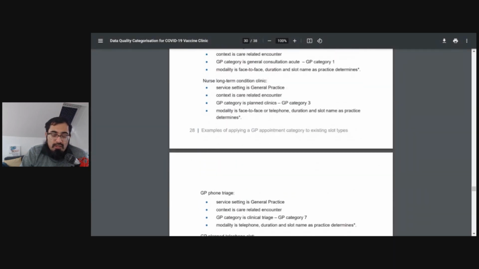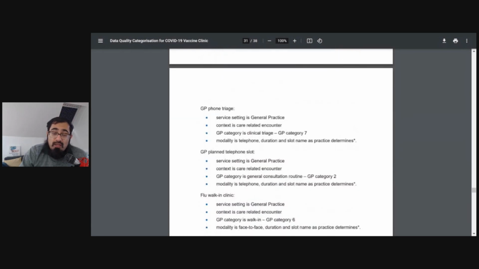You've got various other ones as well that you can look at, such as nursing long-term conditions, and GP phone triage. So let's have a look at that one, a really common one. The service setting is general practice. The context is a care-related encounter, and the category is clinical triage. So it's GP category 7.